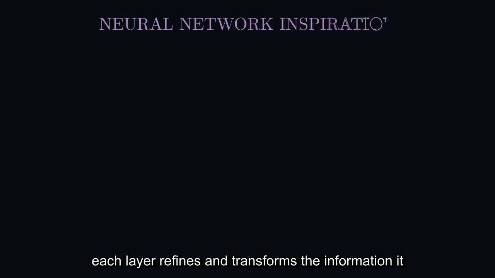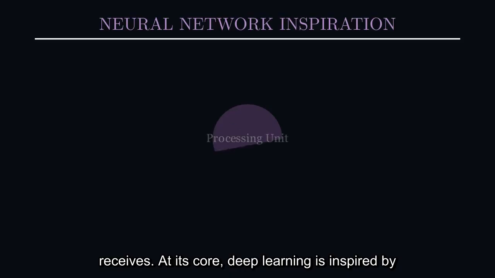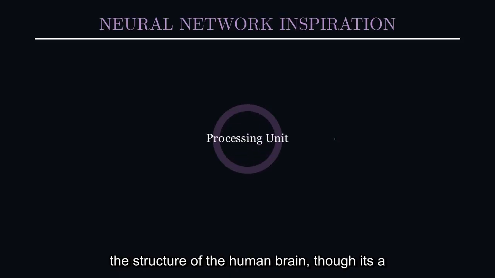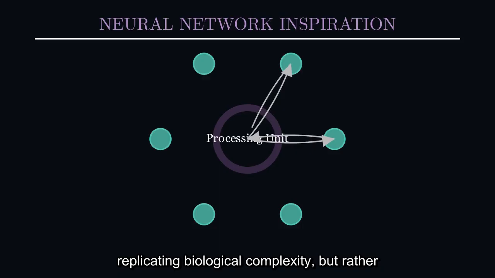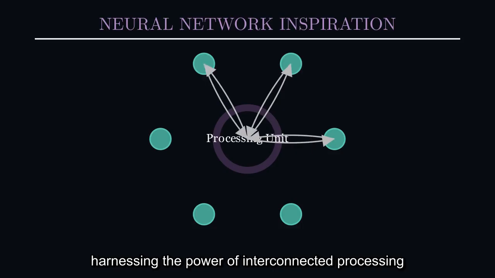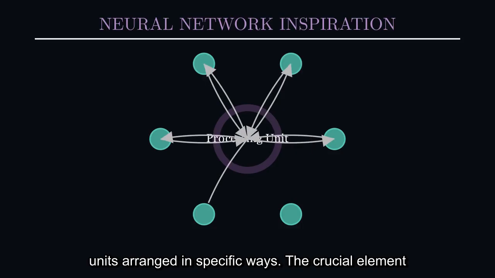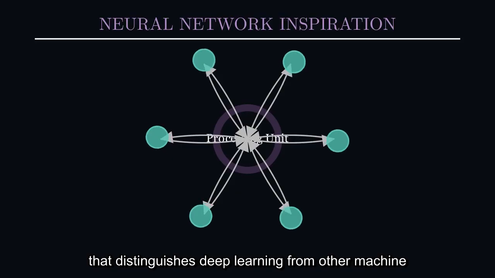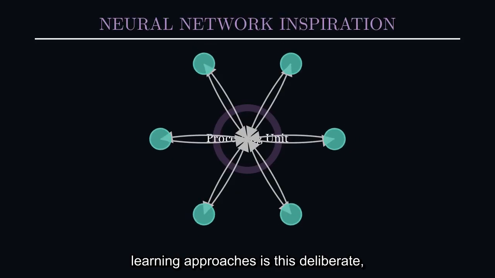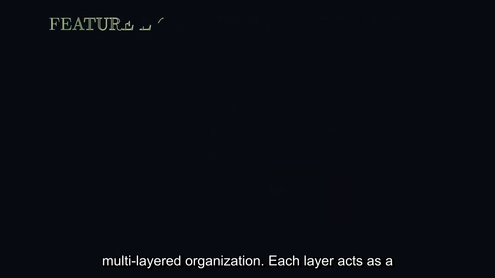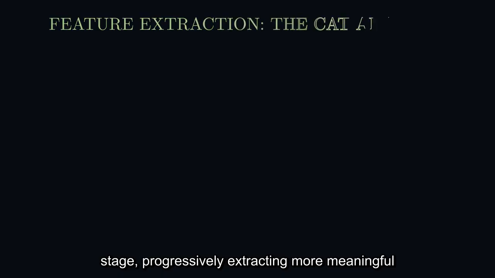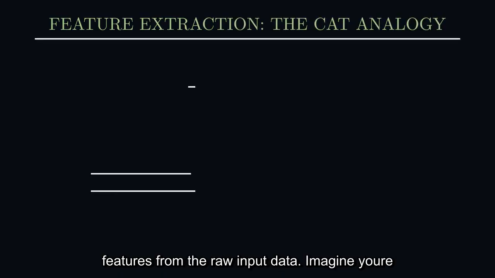information it receives. At its core, deep learning is inspired by the structure of the human brain, though it's a simplified abstraction. We're not talking about replicating biological complexity, but rather harnessing the power of interconnected processing units arranged in specific ways. The crucial element that distinguishes deep learning from other machine learning approaches is this deliberate, multi-layered organization. Each layer acts as a stage, progressively extracting more meaningful features from the raw input data.